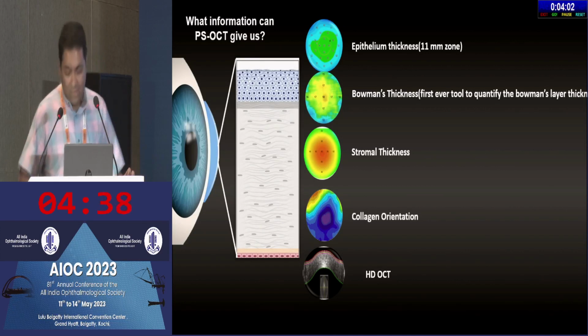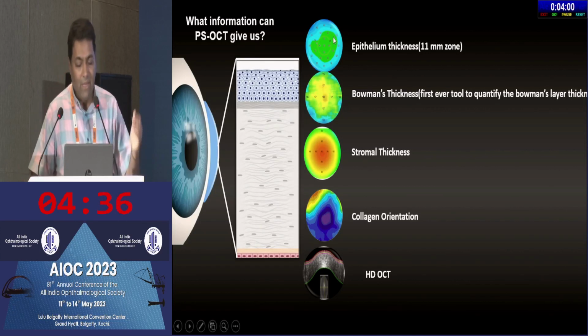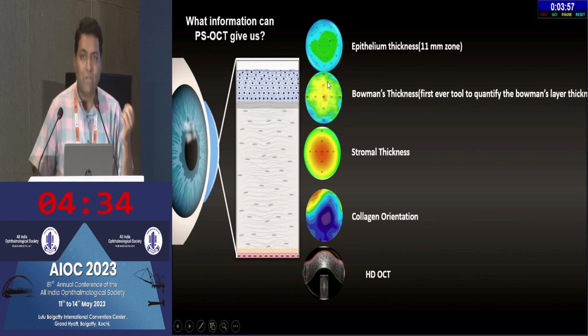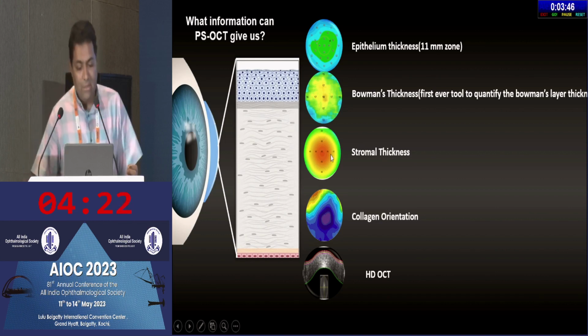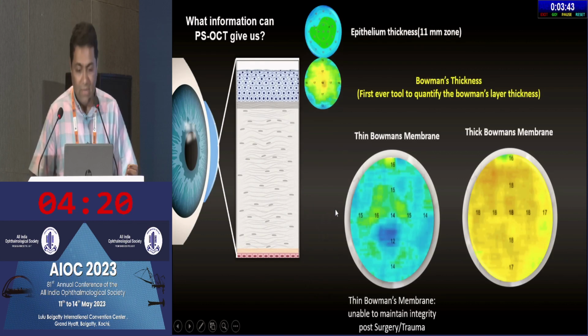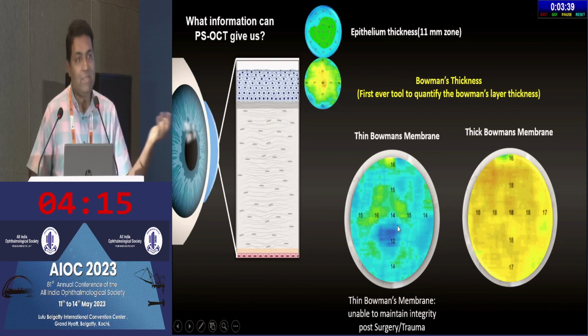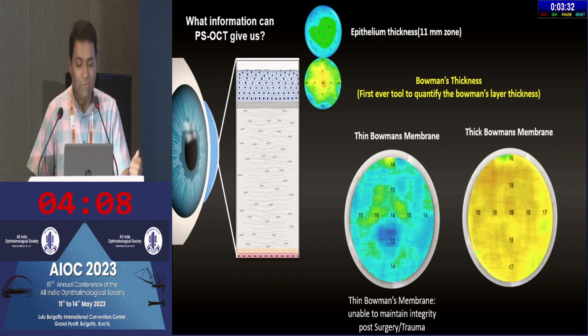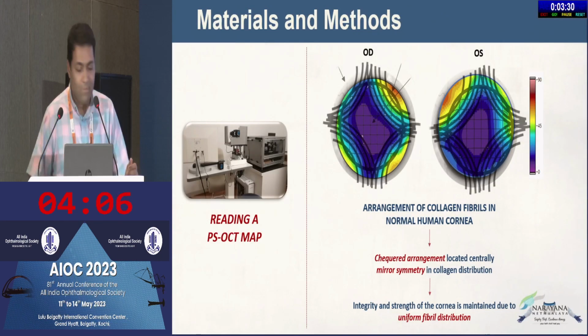The important thing is that every layer, including Bowman's, has a resolution in pixels of around 2.5 to 3 pixels. Because of that, your resolution has to be so good that you can pick up and map the Bowman's. Stromal thickness and every other layer can be checked. And this is your Bowman's layer. You can map Bowman's topography itself. And Bowman's, we all know how important it is, especially in these practices, when, along with epithelium, this is one of the first layers to become thinned out.